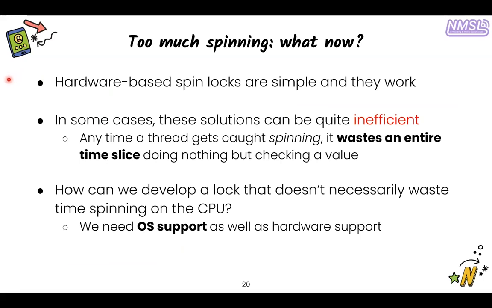However, all this spinning is not very efficient. They work, but it wastes an entire time slice doing nothing but checking a value. You check a value, it's not what I want, oh, I wait. So that's the entire cycle. Not very smart. So how can we develop a lock that doesn't waste time spinning on the CPU? We're going to need some help from the OS as well as hardware.